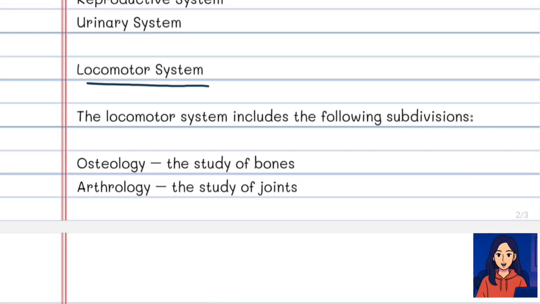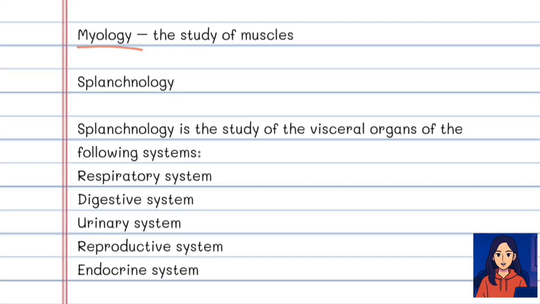We also have the locomotor system, which enables body movement. It is divided into three parts: osteology, the study of bones; arthrology, the study of joints; and myology, the study of muscles. Another important division is splanchnology, which focuses on the viscera or internal organs, especially those of the respiratory, digestive, urinary, reproductive, and endocrine systems.